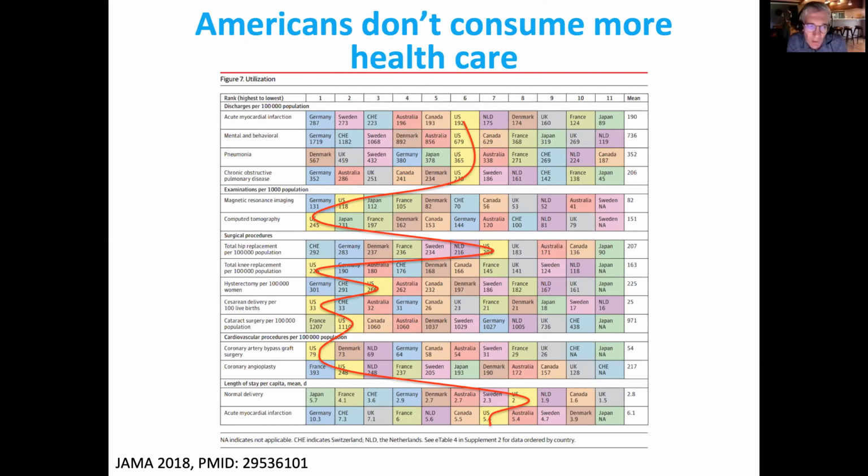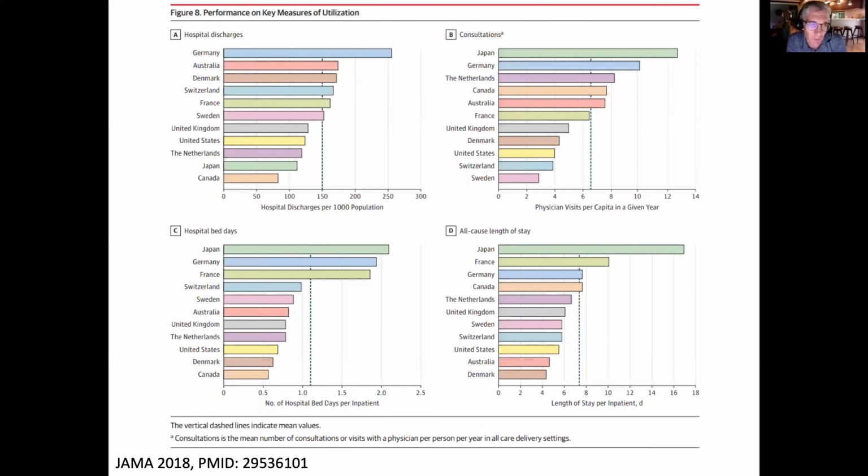Now, we use a lot more sectional imaging in terms of MRI and CT than a lot of countries do. We do a lot of knee replacements here and a lot of C-sections and whatnot. But, as a whole, we're not kind of huge outliers in consumption of these services. And if you look specifically at consultations and inpatient services, we suddenly become not only middling, but we're kind of the caboose of this train, right?